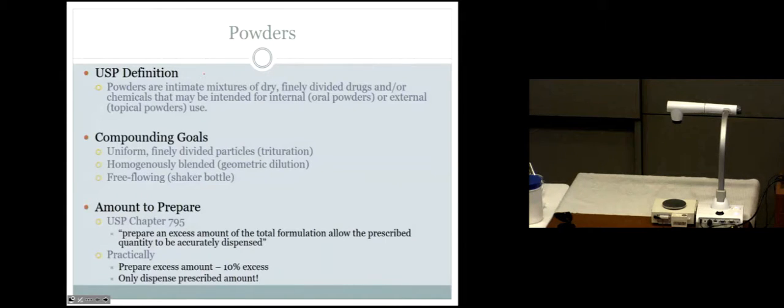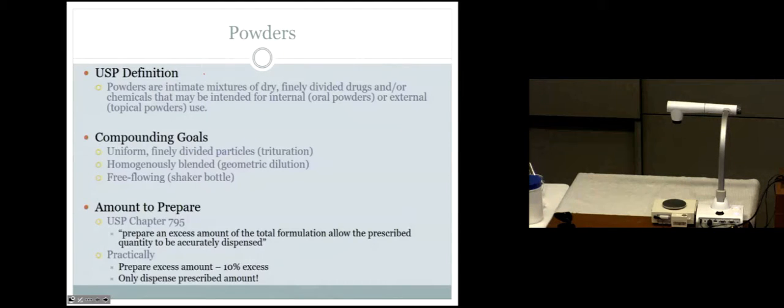I want to make sure you understand. Your calculations and your formulation is going to be for more than what the doctor has prescribed for, because as you do that, some of it will just disappear. So that in the end, though, you have enough to be able to dispense the prescribed amount. If you're awesome and don't lose anything, can you dispense all of that excess? No. Remember, you're only authorized to dispense the prescribed amount, but you're going to compound and therefore probably have some excess amount of product.